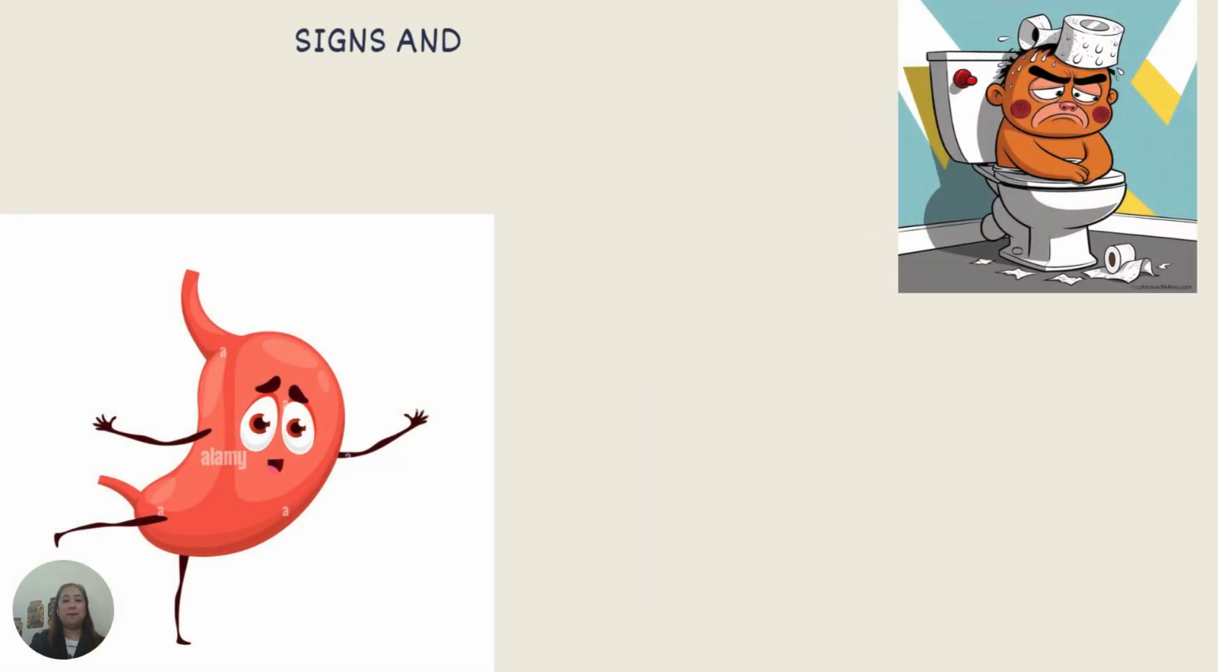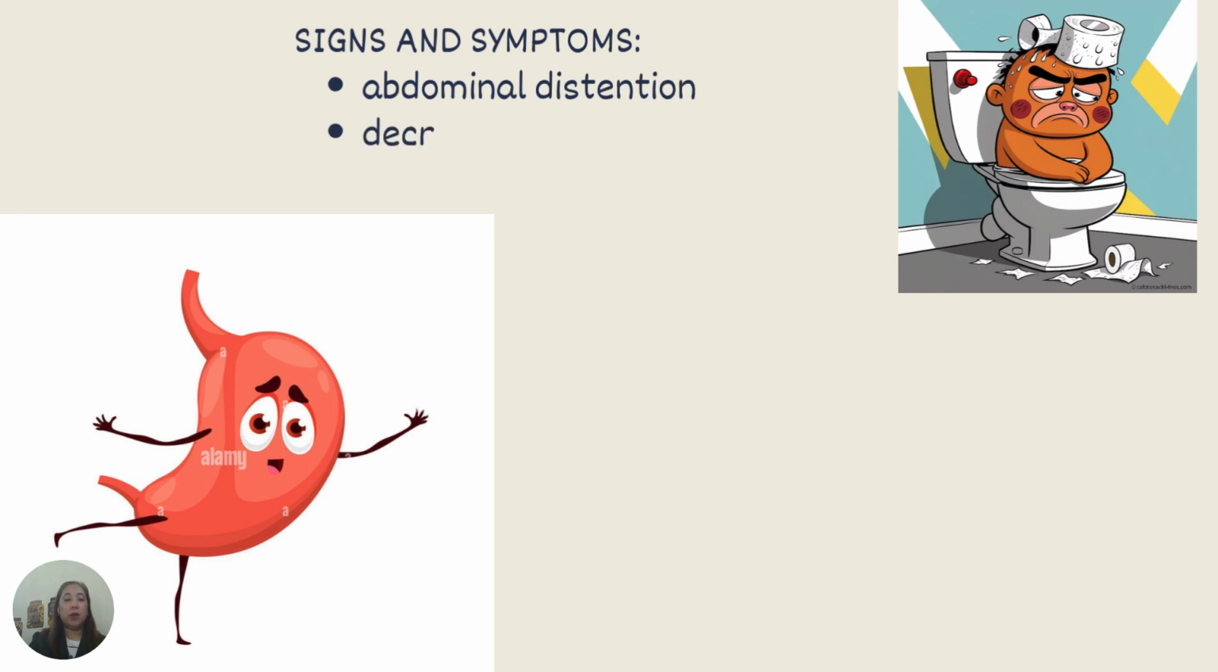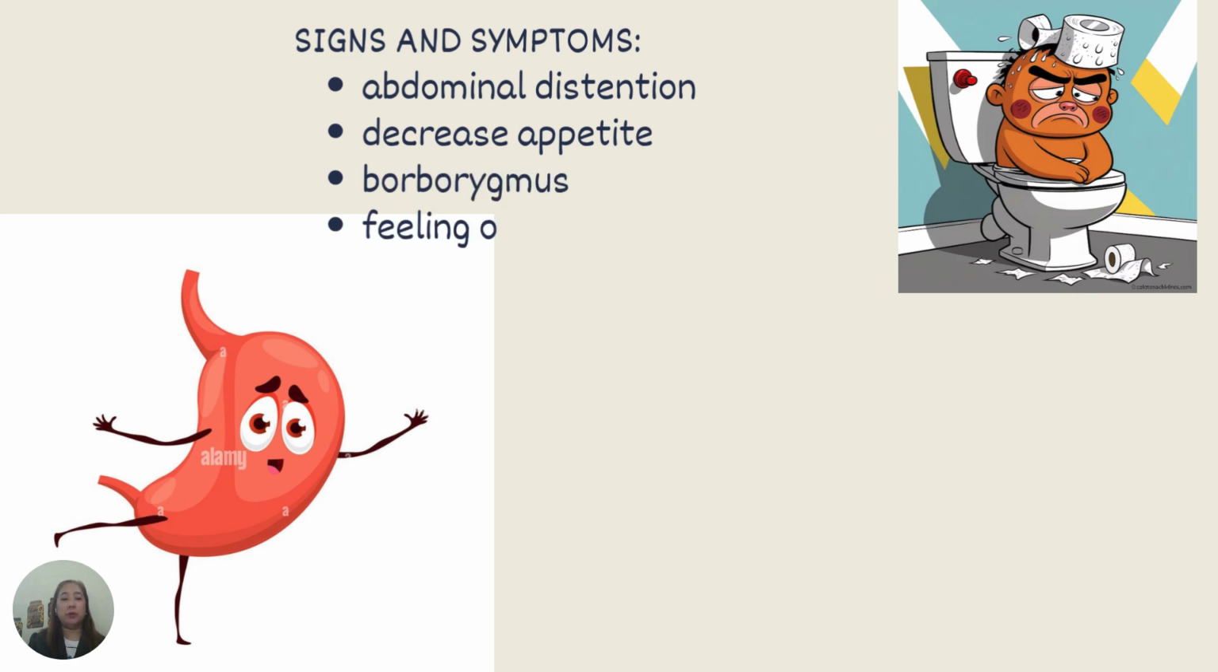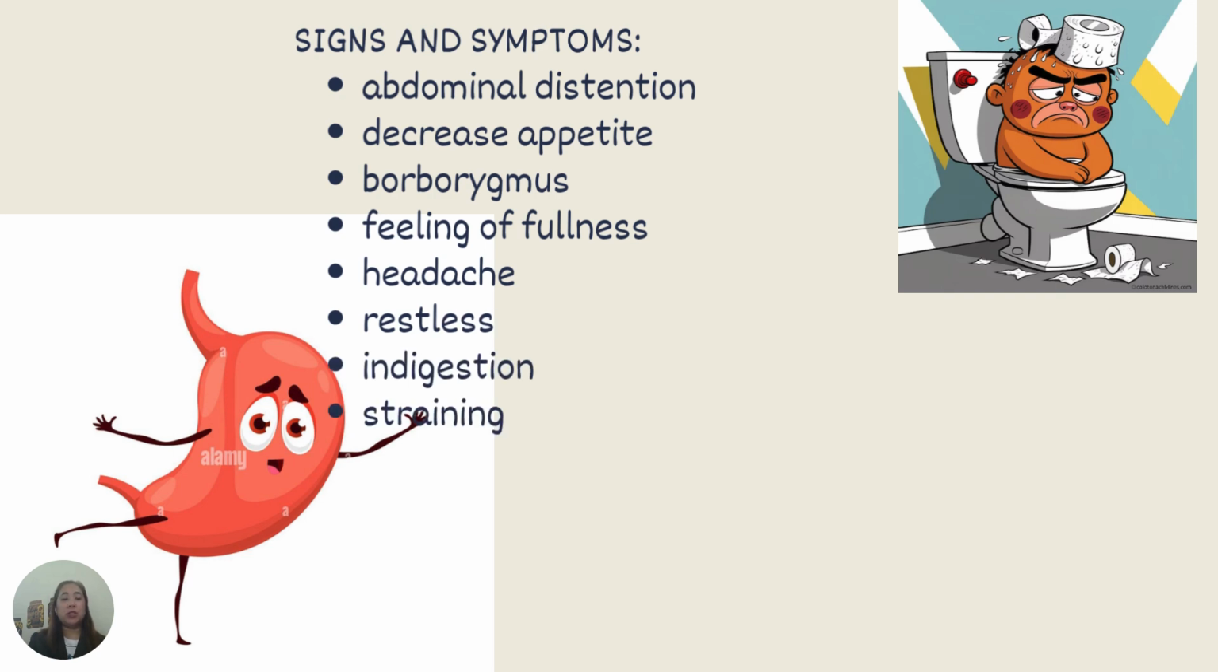What are the signs and symptoms? Signs and symptoms of constipation are the following: abdominal distension, decreased appetite, purpurigness, feeling of fullness, headache, restlessness, indigestion, and straining at stool.